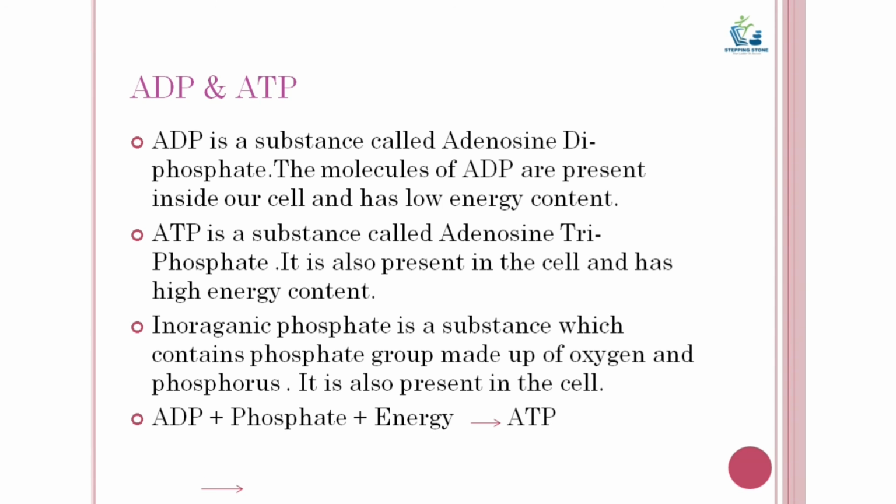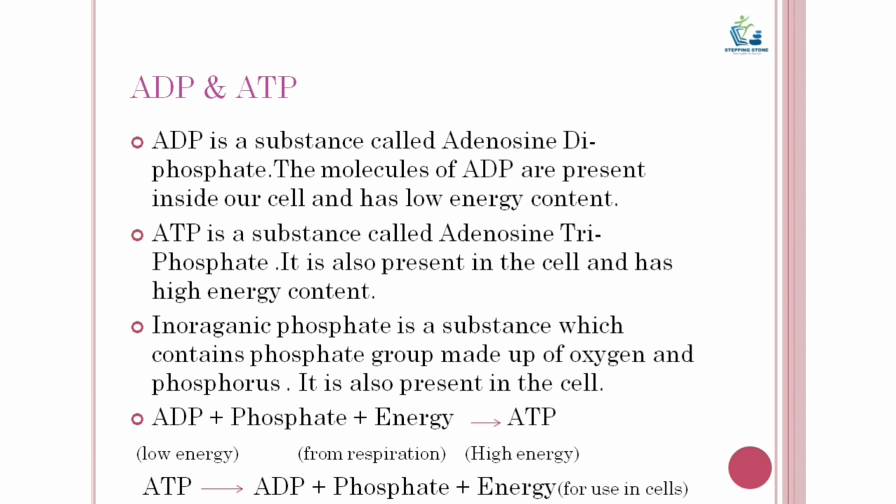Now what happens when respiration takes place? Energy is released and then ADP combines with a phosphate group and the energy released from respiration to form an ATP molecule. Now when the cell needs energy, then ATP can be broken down using water to release energy. So the ATP molecule breaks down to form ADP, phosphate and some energy for various uses.